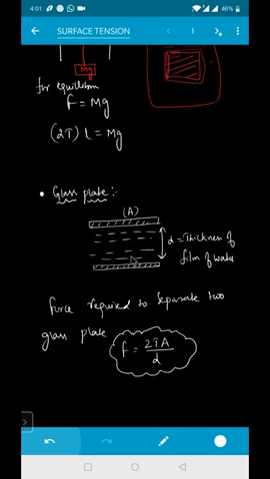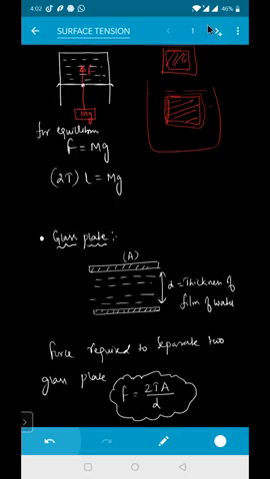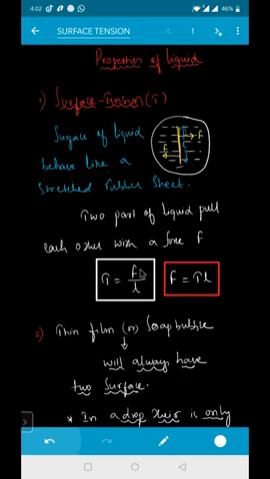Liquid is being filled between two glass plates. The force required to separate that is given by the formula F equals 2T into A divided by small d. Is it clear? Sure. So these are the two important formulas you need to remember in this one. The first one is surface tension. T equals F by L.